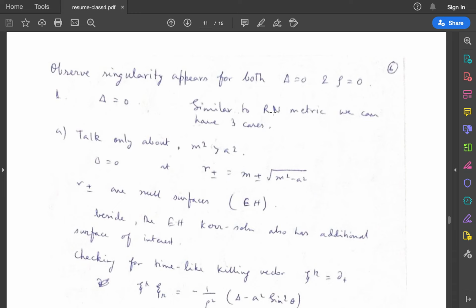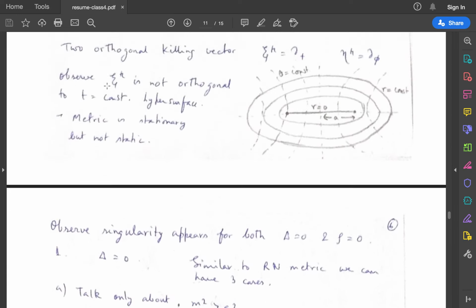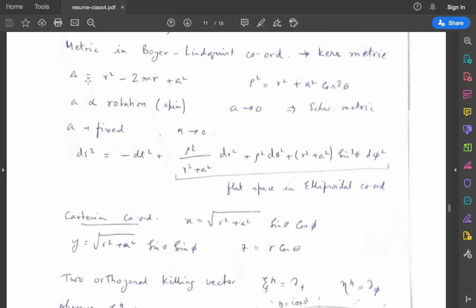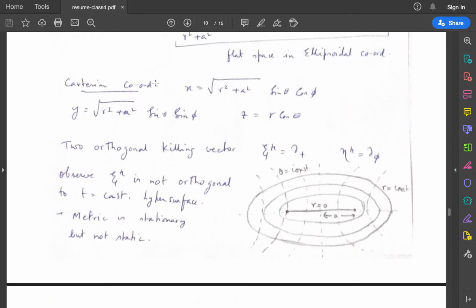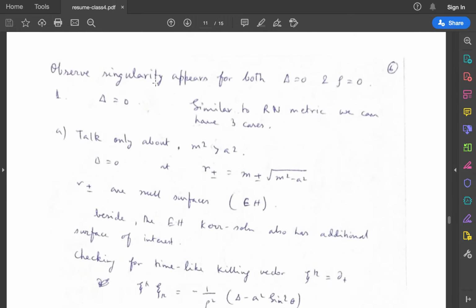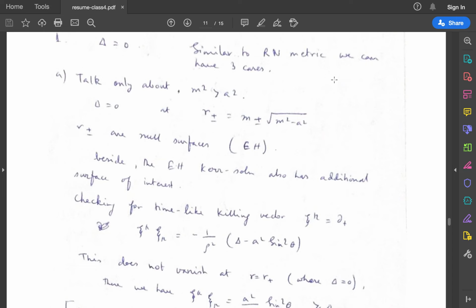Similar to the Reissner metric, we can have three cases. You can put delta equal to 0 here, and again we can have three cases because this is a quadratic equation in r. We have three cases for the solution of r for delta equal to 0. But the solution for m square less than a square will again give the naked singularity, which is sometimes considered unphysical, so we will not talk about that.